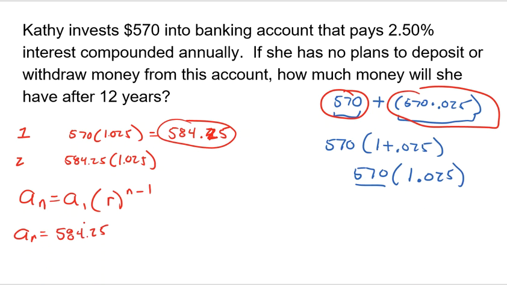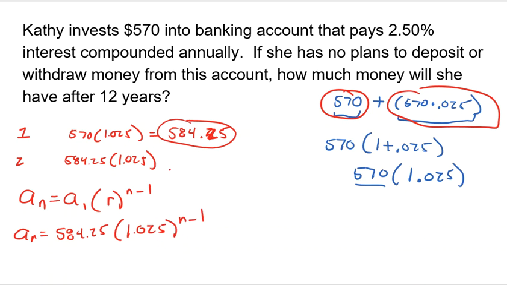584.25. A lot of kids want to put 570 right there, but no, remember, the first term is how much is after the first year. And after the first year, we have that 570 times the 1.025. So then my ratio is 1.025, and again, raising it to the n minus 1. Okay? So that's my formula to find it, right? That hopefully makes a lot of sense.